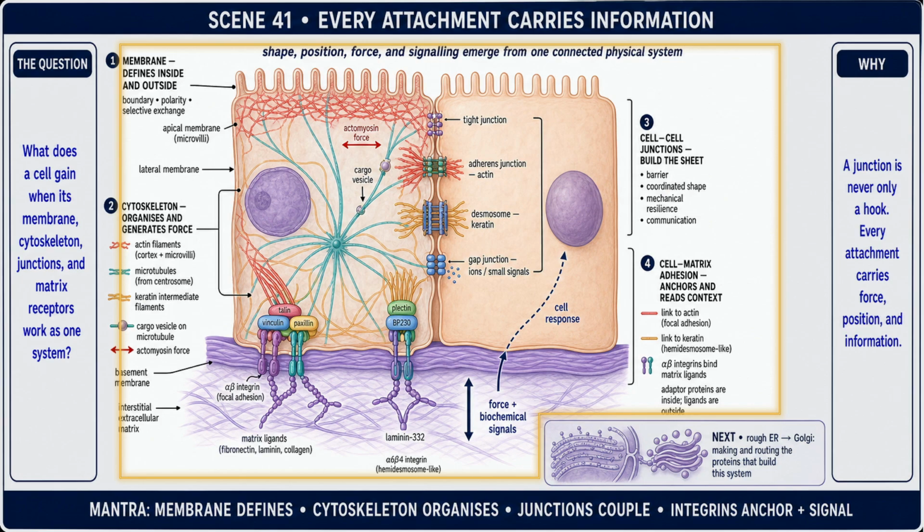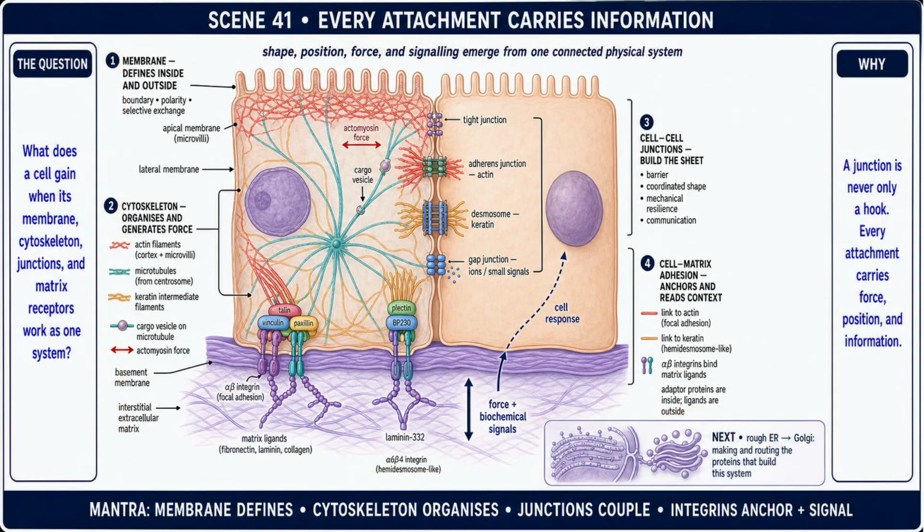Membranes define compartments. The cytoskeleton organizes space and produces force. Cell-cell junctions build a tissue. Cell matrix adhesions anchor it and tell each cell where it is. Every attachment carries position, force, and information. That gives us the next question. Where do these receptors, adapters, motors, and junctional proteins come from? Next, we follow protein production and routing through the rough endoplasmic reticulum and the Golgi apparatus.